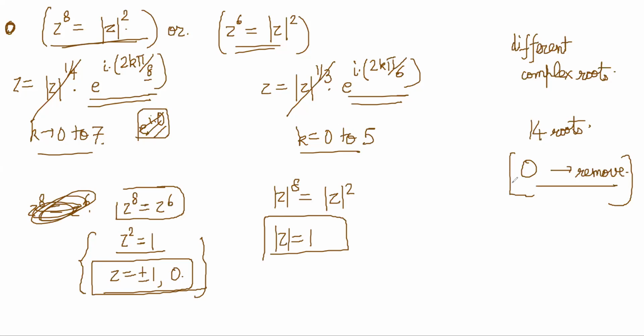There is nothing else besides that. Are you convinced? Yes, sir. Why? So between 8 and 6, the common factor is 24. And 24 comes when you multiply 8 by 3.